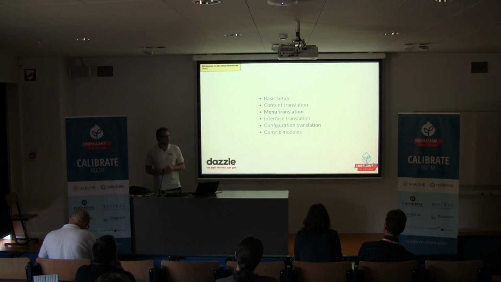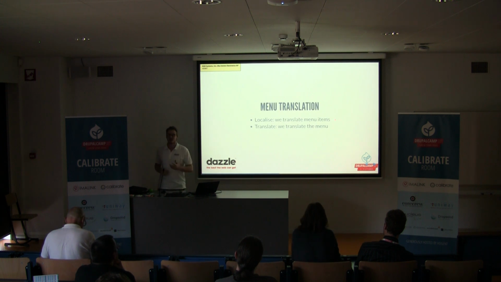So let's talk about menu translations. We have two ways of translating a menu. The first one is to localize, which means we keep one menu, but we translate every menu item, so we translate every link. With this we have a problem because we can't have an extra menu item in, for example, the Dutch language, so they have to be exactly the same, and this limits our possibilities for future things.